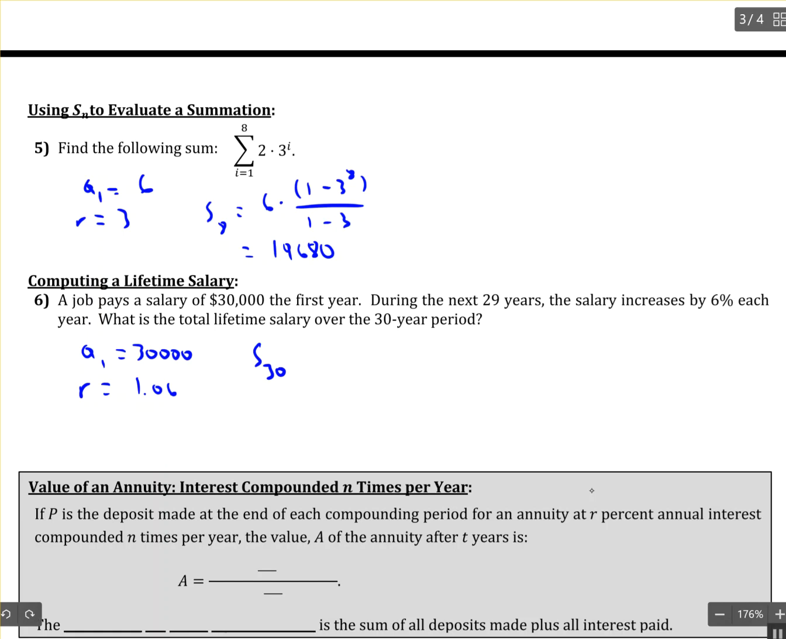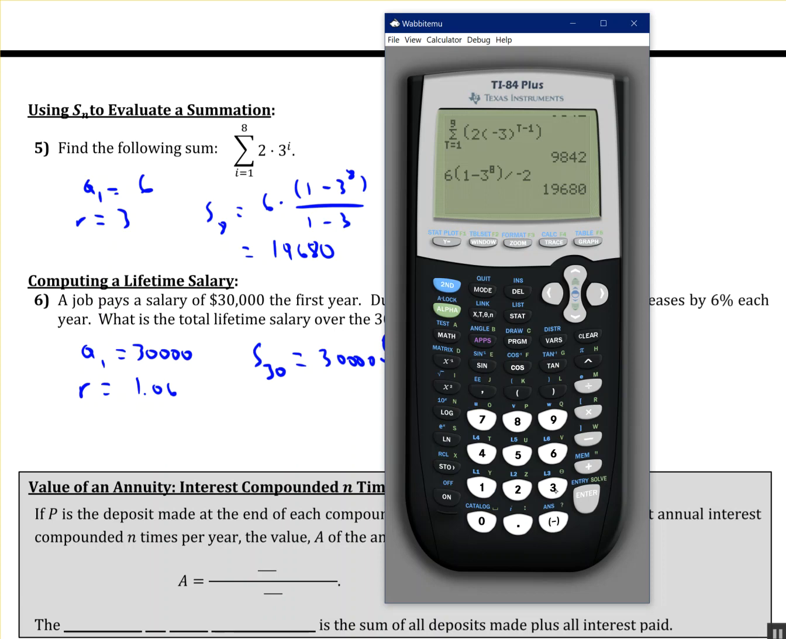So S30 is equal to 30,000 times 1 minus 1.06 to the 30th over 1 minus 1.06. So 30,000 times 1 minus 1.06 to the 30th divided by, and 1 minus 1.06 is negative 0.06, so let's save ourselves the trouble. And the lifetime salary in this case is 2.3, basically 2.4 million.